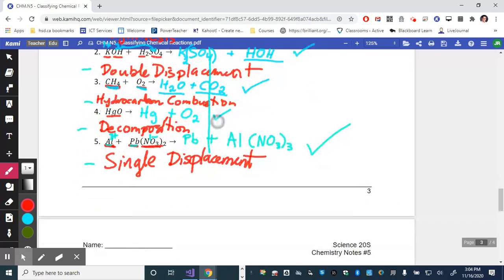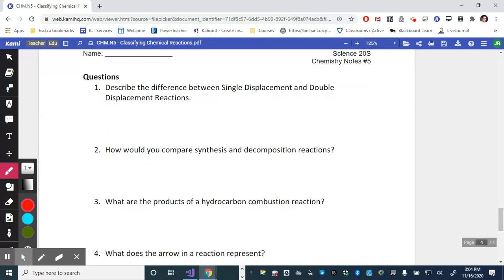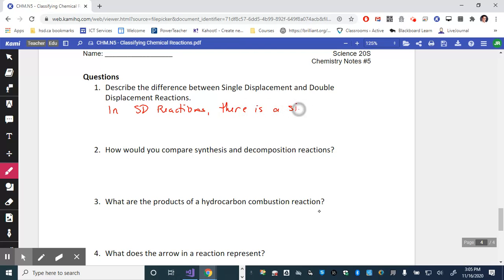So hopefully this helps going through this video. We can answer these questions. Describe the difference between single displacement and double displacement reactions. What is the difference in single displacement reactions? What do we see there? There is a single element before and after the reaction.